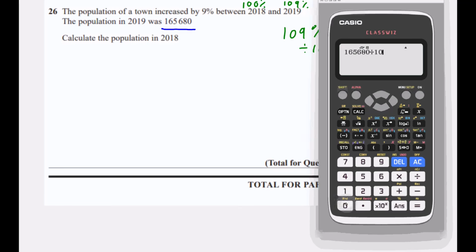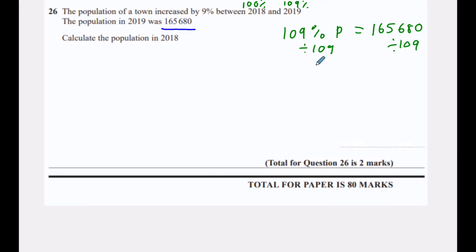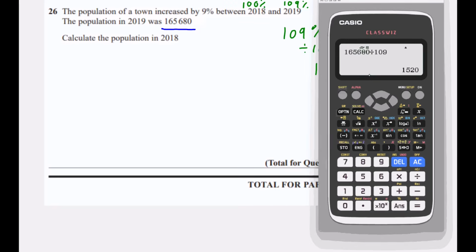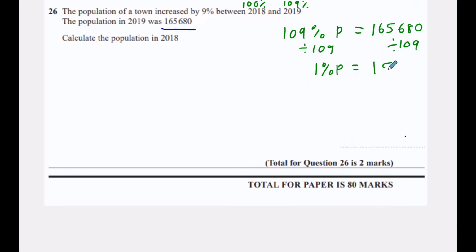So divide by 109 is 1,520. So 1% of the population is 1,520. So times that by 100. 100% is 152,000.